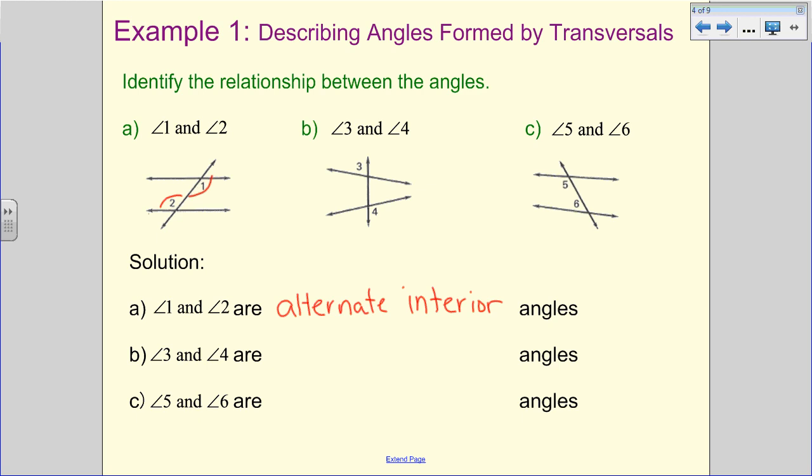We look at angle 3 and angle 4. I'm noticing that they're outside the two lines. So these are going to be exterior angles, and they're on opposite sides. 3 is on the left, 4 is on the right. So for being on opposite sides of that transversal, we use the word alternate, and because they're outside, we use the word exterior. And then last but not least, we're looking at angle 5 and angle 6. They're on the same side. They're inside the two lines. That is, same side interior.